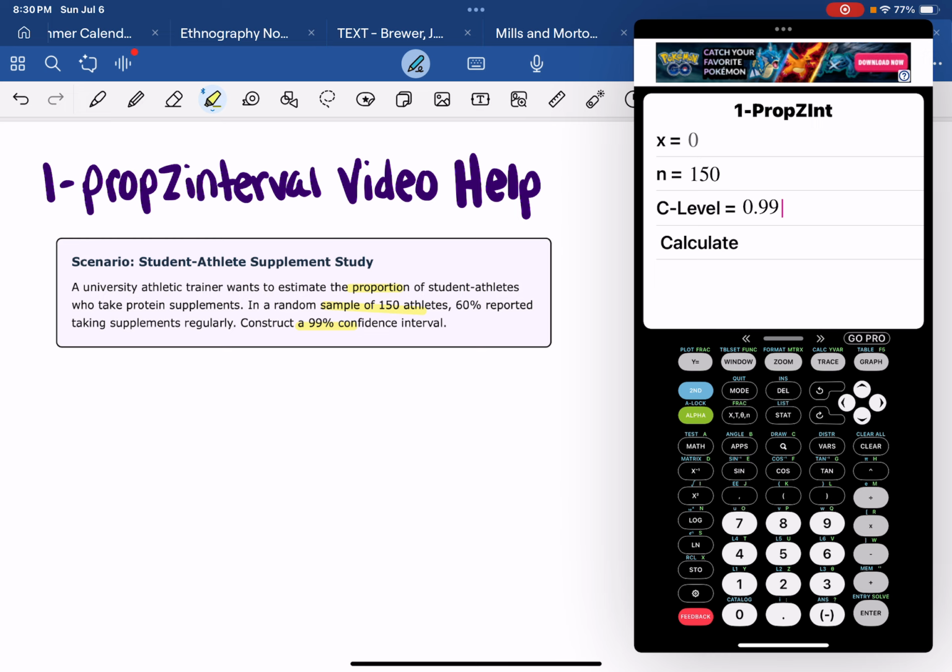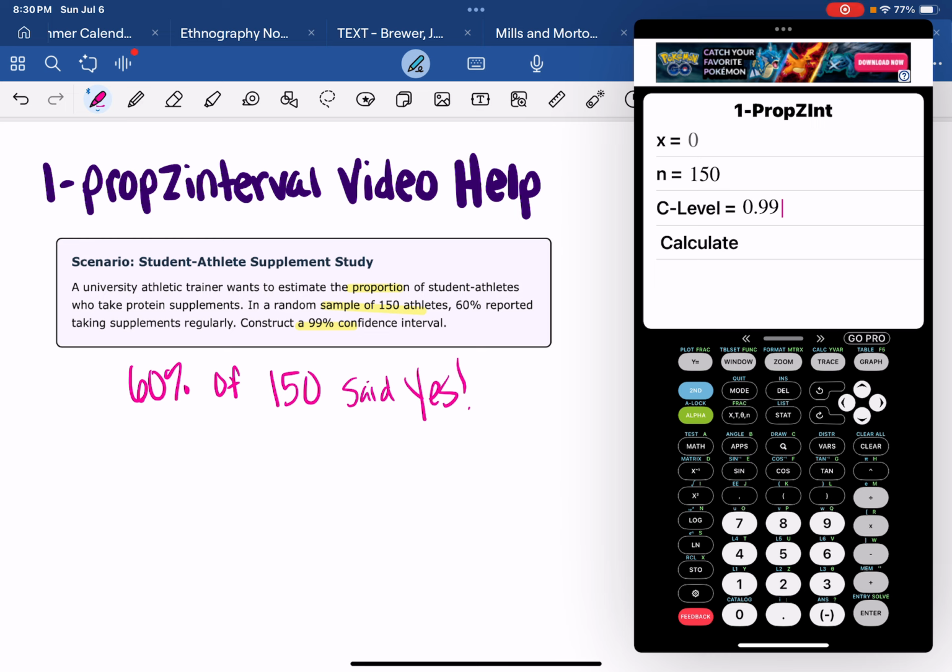So to figure that out, X is the part of the 150. So how many athletes out of 150 said yes? What we do know is 60% of the 150 said yes, they take supplements regularly. So what we need to do is, 60% of 150, well, how many people does that represent out of the 150? I know it's a little bit more than half because 60%. So you can kind of try to figure out what number that would be based on the context clues.